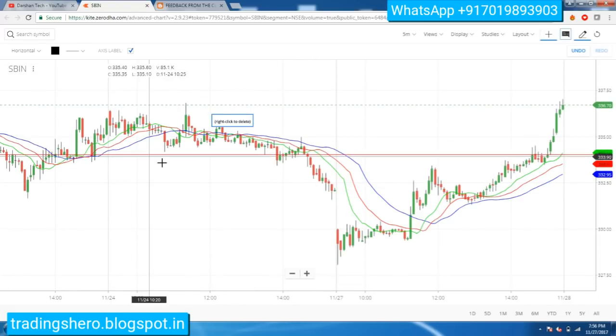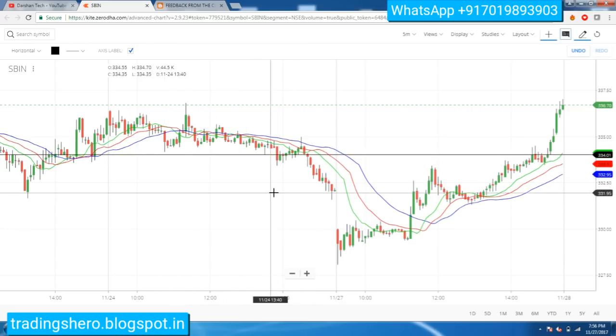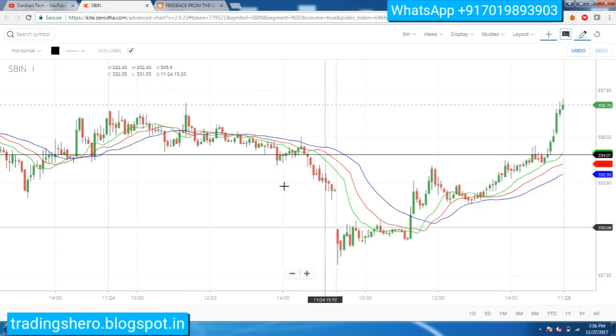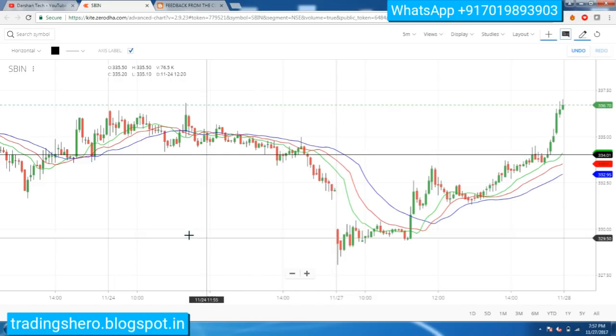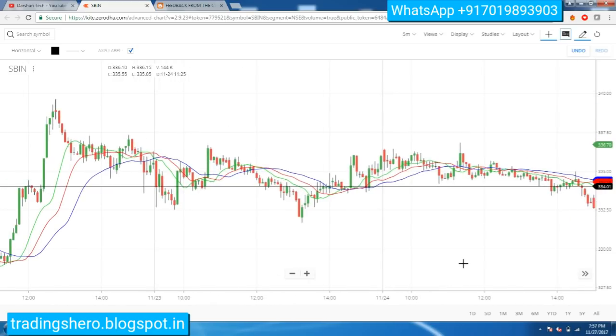Once it broke below, as you can see, your sell order got triggered, and it made a low here at 333.40. And again, as you can see, it started coming down. It came down till 331.55. So that's how the strategy is working, guys.